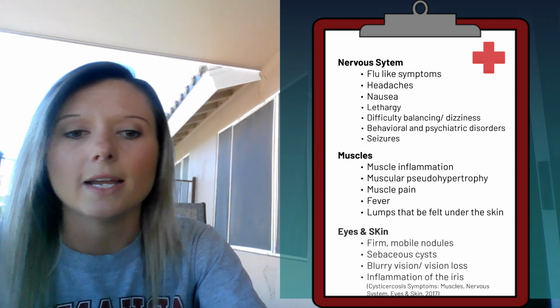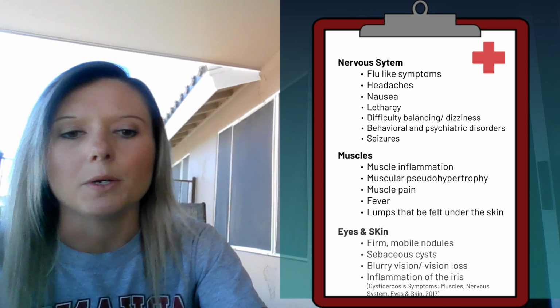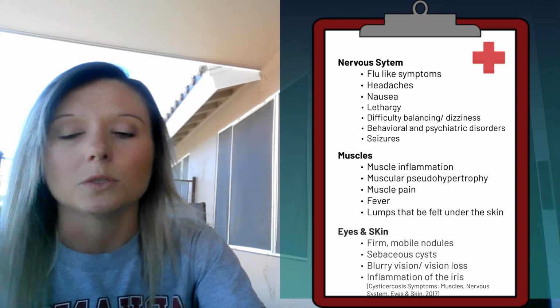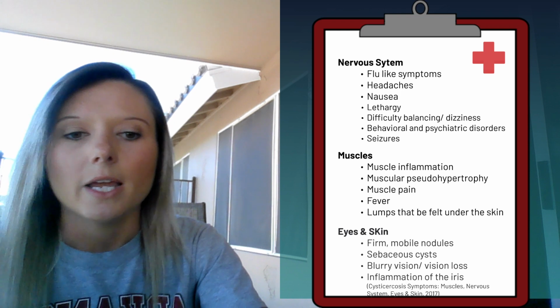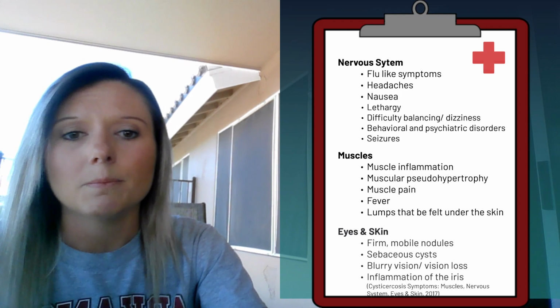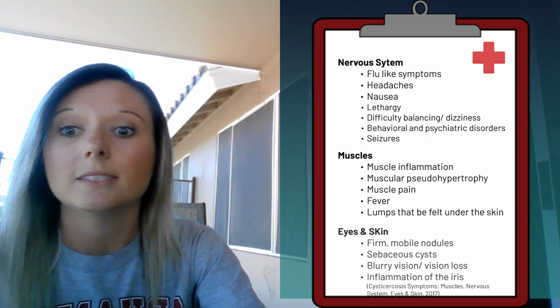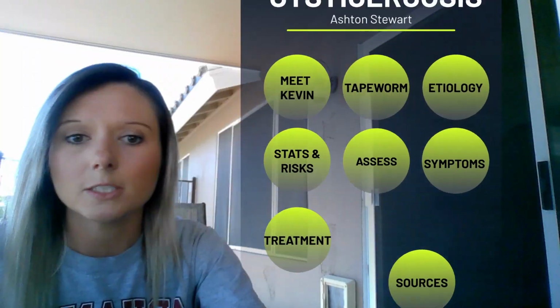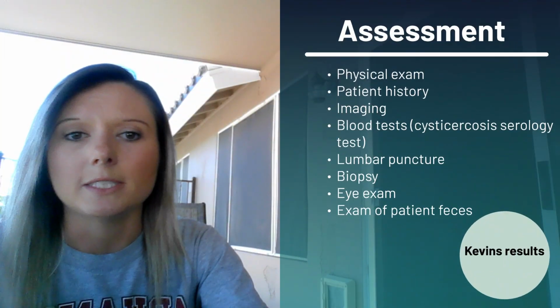And then in the eyes, you'll feel firm nodules, sebaceous cyst, blurry vision, or sometimes complete loss of vision, and inflammation of the iris. Going off of Kevin's symptoms, we can suspect that cysticercosis is affecting his nervous system. So from there, we need to assess it.